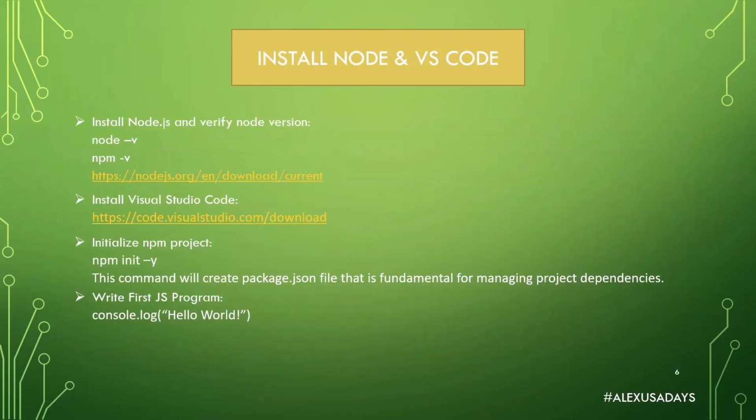So in this video, we will do this. We will install Node and verify the versions of the Node install. There's a link for the download. We'll install the development environment, Visual Studio Code. Here's the link. We will initialize an npm project with the npm init -y command. This command will create a package.json file that is fundamental for managing project dependencies. And then we will write our first JavaScript program, Hello World. So let's get into it.